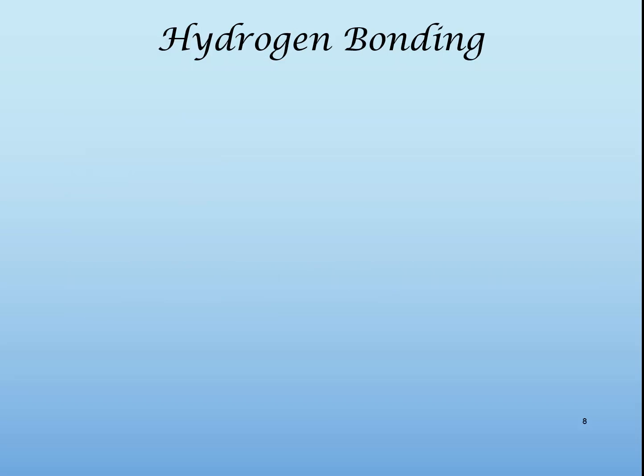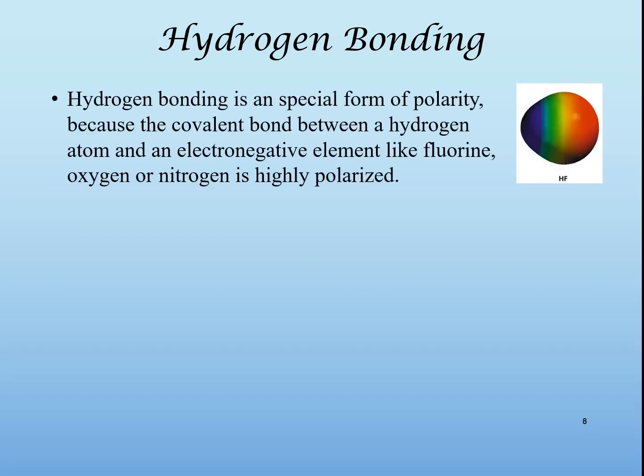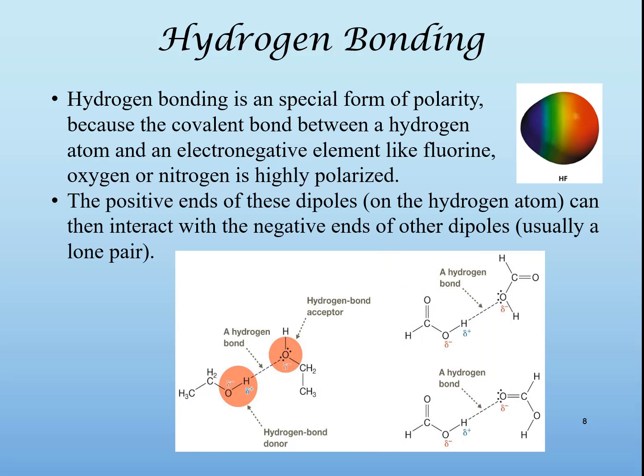The next force we're going to discuss is hydrogen bonding. Hydrogen bonding is a special form of polarity which involves a hydrogen atom and an electronegative element like fluorine, oxygen, and nitrogen. The bond is highly polarized as shown in this electron map here. On the left side, the blue part indicates the hydrogen, on the right side, the red part is a fluorine atom. Generally, the positive ends of these dipoles, which is a hydrogen atom, interact with the negative ends of other dipoles. Usually, in organic chemistry, this is an oxygen atom or a nitrogen atom.